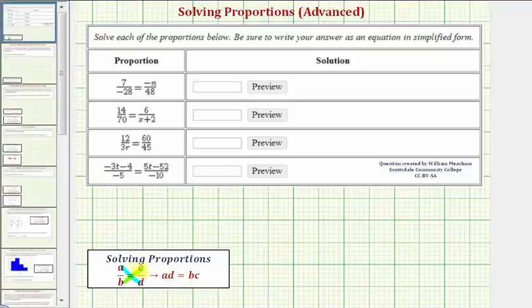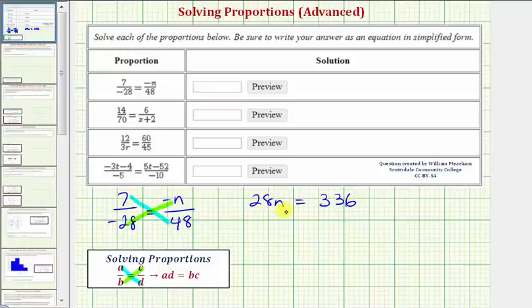value in the proportion. So looking at our first proportion, it doesn't matter which cross product we find first. Let's find the cross product with the variable first, which means negative 28 times negative n equals 7 times 48. So negative 28 times negative n is positive 28n, which must equal 7 times 48, which is 336. And now to solve this equation for n, we divide both sides by 28.